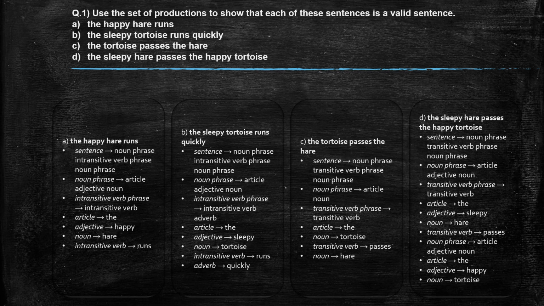Same for D, the sleepy hare passes the happy tortoise. Sentence is noun phrase, transitive verb phrase, noun phrase. Noun phrase is article, adjective, noun. Transitive verb phrase is transitive verb. Article is the. The adjective is sleepy. The noun is hare. Transitive verb is passes. Noun phrase is article, adjective, noun. Article is the. Adjective is happy and the noun is tortoise.